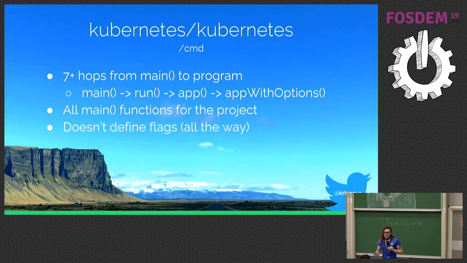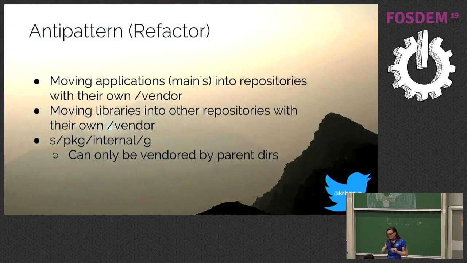And also, it's all the main functions for the project, which is kind of nice because I can at least go and find all the main functions, but it doesn't actually define any of the command line flags that any of those main functions accept. So if you want to go try to figure out how to add a flag to a program, you're going to have to start here, go about 7 hops in, and then start looking at how all the flags are built in Kubernetes. So the anti-pattern here would be refactoring, or the lack thereof, rather.